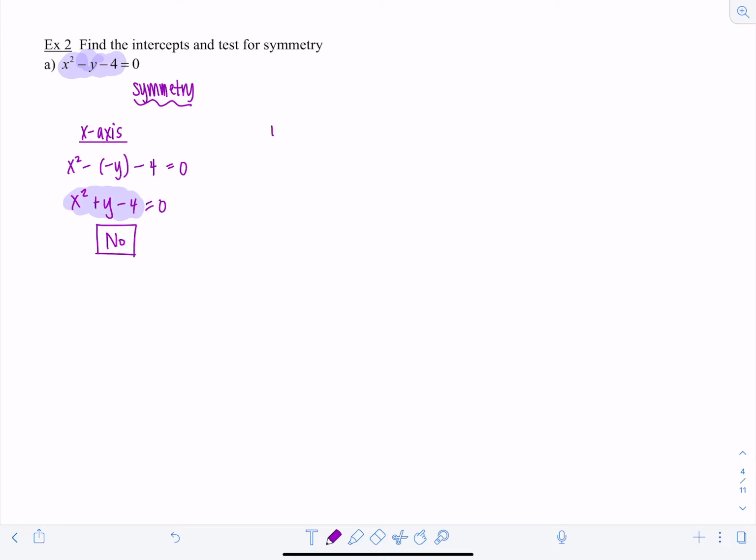Okay, now let's test for symmetry about the y-axis. This time I'm going to substitute in negative x for x. Make sure you put those parentheses anytime you substitute in a negative value for a variable. So I'm going to have now positive x squared minus y minus 4 is 0. Is this the same equation that I started with? Is it equivalent? Why, yes it is. So that means this graph is symmetric with respect to the y-axis.